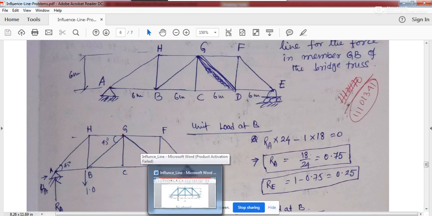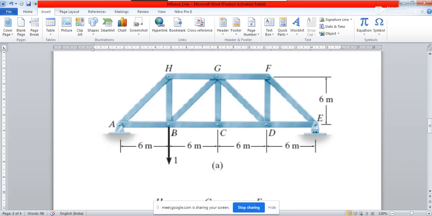Okay. Now you see, first step what you'll have to do, I'll just try to explain using this one. You see, this is the truss. Everyone can see this document on your screen? Is it visible? Yes. Okay. So this is the truss we are taking. Now this is the member GB.